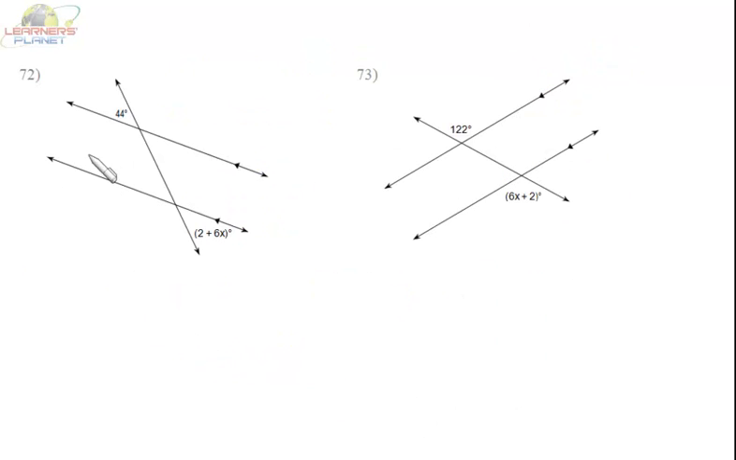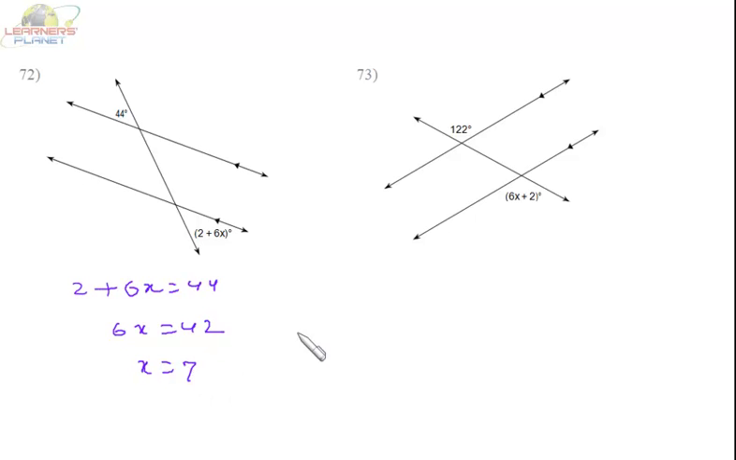Now here we see 44 and 2 plus 6x. Since they are on the opposite side of this transversal and they are lying on the exterior of the parallel lines, both of them are alternate exterior angles. So in case of parallel lines, both of them will be same. So just equate 2 plus 6x is equal to 44. 6x is 42. That means x is equal to 7.